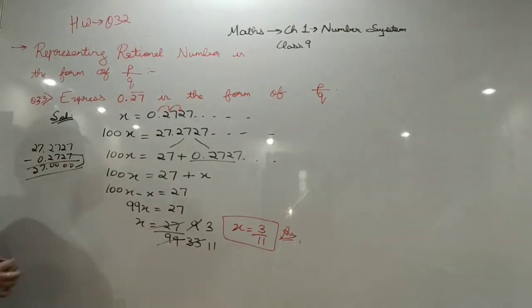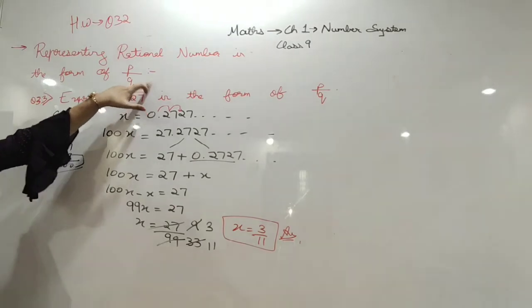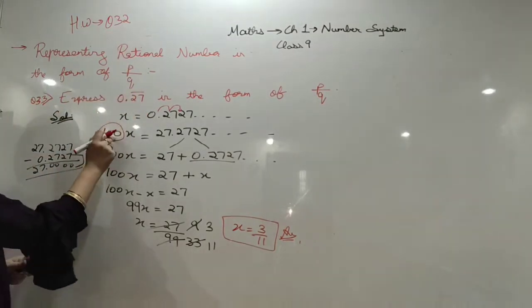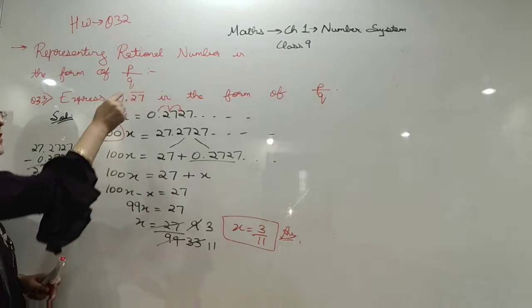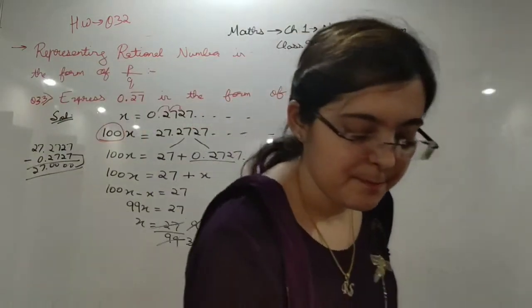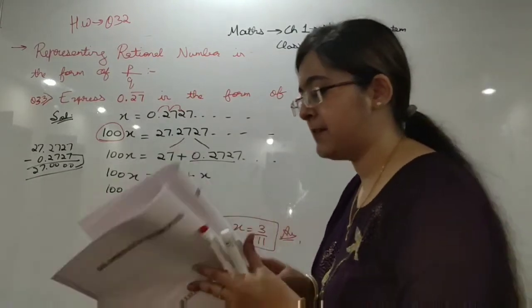Understood, students? This question is one in which the 2 digits have a bar. Here we have to multiply it by 100. Keep in mind this point. Students make mistakes here only. If the bar is on 2 digits, you have to multiply it by 100. Clear? Note it down in your copy. Question number 33.